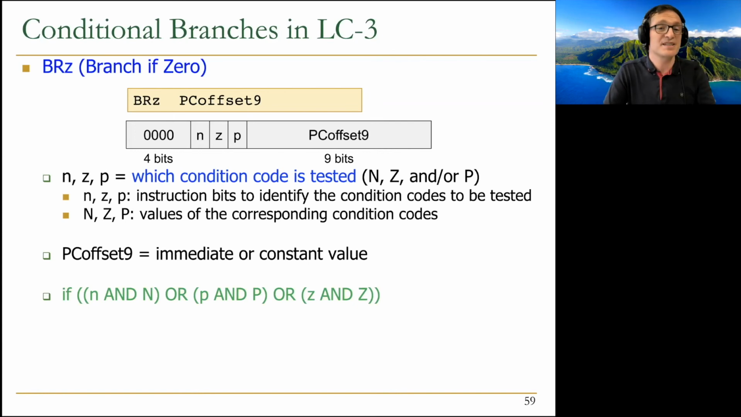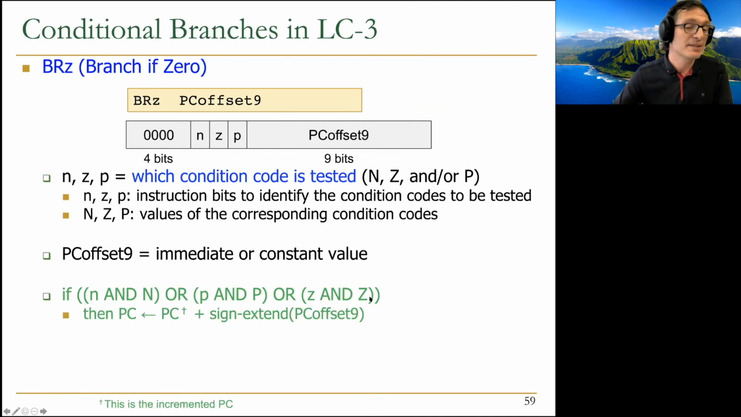Now, let's take a look at the specification of the instruction over here. If you're testing the N condition code and the N condition code is set, or if you're testing the P condition and the P condition code is set, or if you're testing the Z condition and the Z condition code is set, then PC should get the current incremented PC value plus the sign extended 9-bit offset. So this is how you calculate the target address: PC incremented already, plus sign extended 9-bit offset, right? That's the target address of the branch.